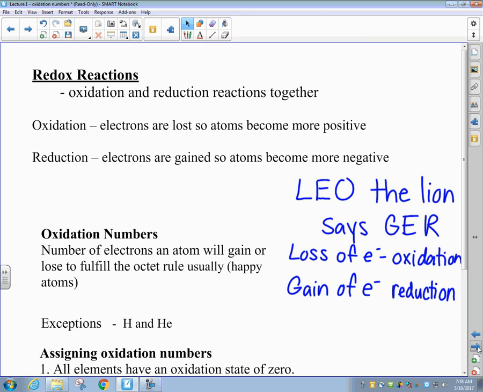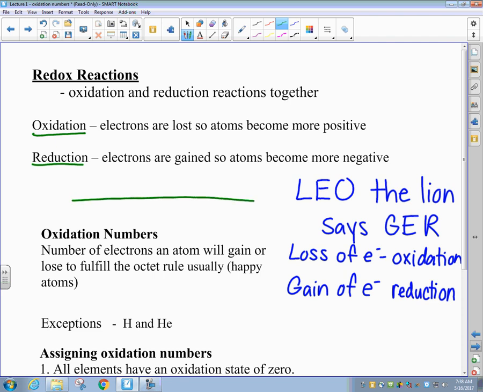Due to the law of conservation of matter and energy, we already know that matter cannot be created nor destroyed, and it's the same for electrons. Electrons can't be created and they can't be destroyed. So any electrons that are lost in a chemical reaction must be gained by some other chemical species in solution. In an oxidation half reaction, the electrons are lost, so atoms become more positive. In a reduction half reaction, the electrons are gained, so atoms are becoming more and more negative.